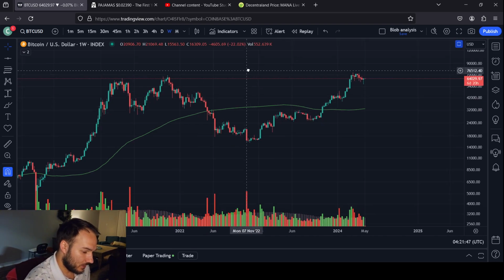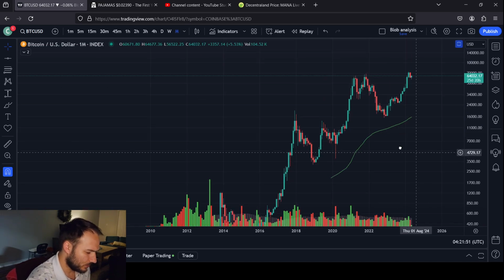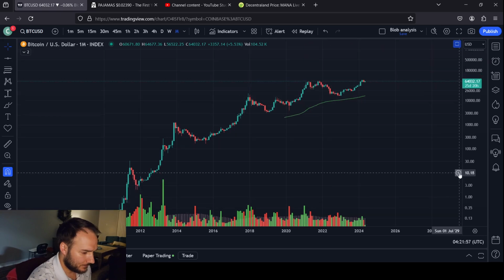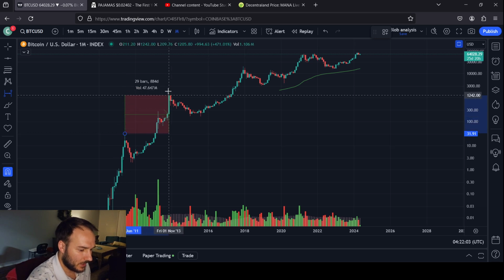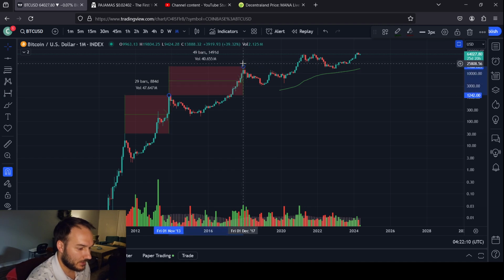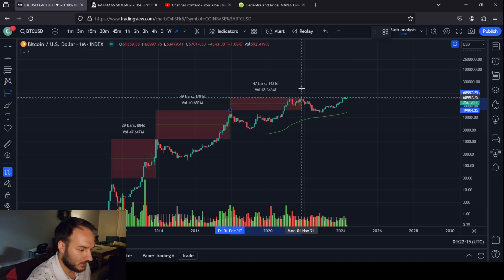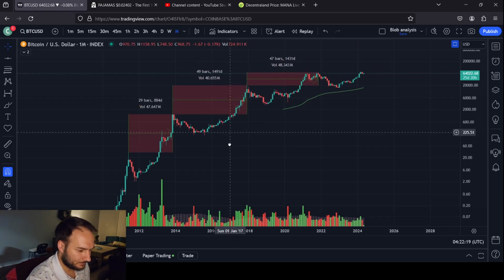So if we look at this on a monthly. We're doing long term. Okay. So monthly here. We're going to do it a few different ways, okay? If we go from all-time high to all-time high, that took 29 months. If we go from all-time high here to all-time high there, that took 49 months. And if we do the last cycle, all-time high to all-time high, that was 47 months. So 29 months, 49 months, 47 months.